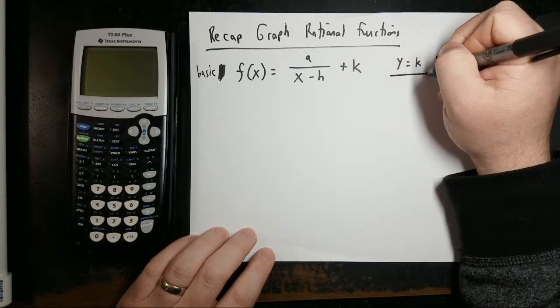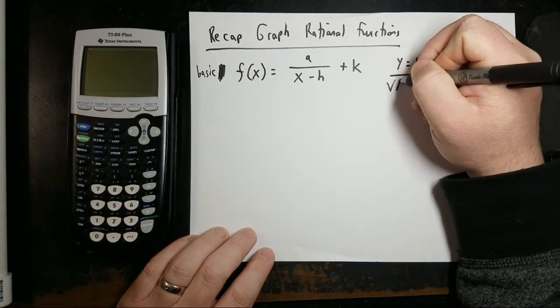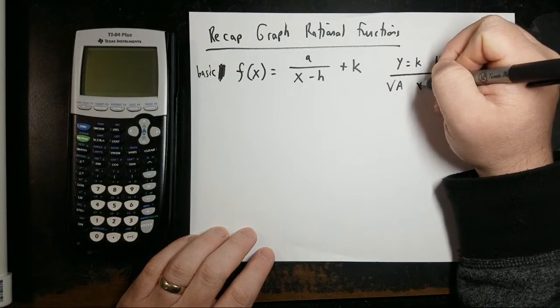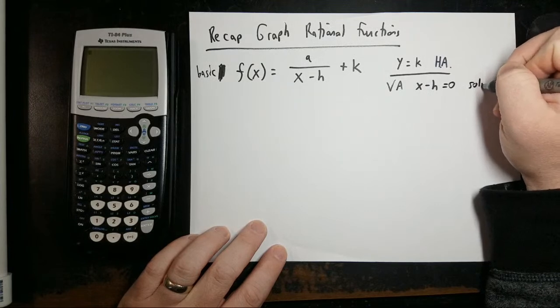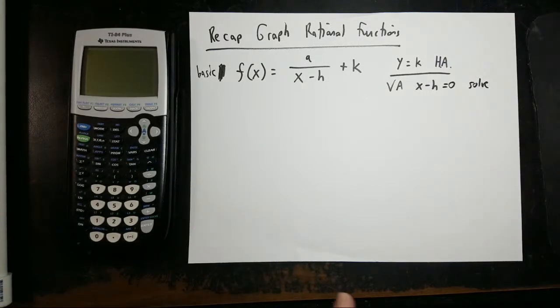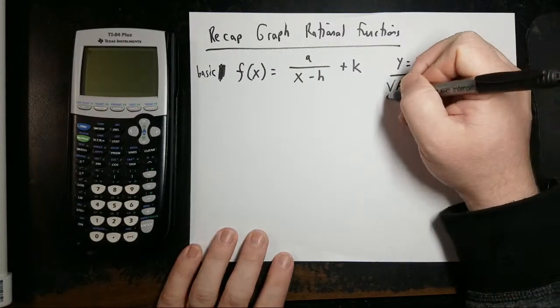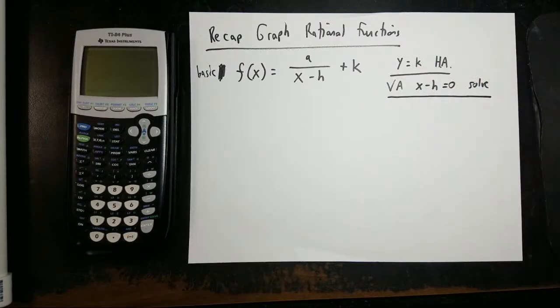In order to get your vertical asymptote, you would have to take x minus h, set it equal to 0, and solve. Now, it may not be x minus h exactly. There may be some other numbers involved, but ultimately, to get the vertical asymptote, as it will be for this entire process, you need to get the bottom of your fraction equal to 0, and then you solve.